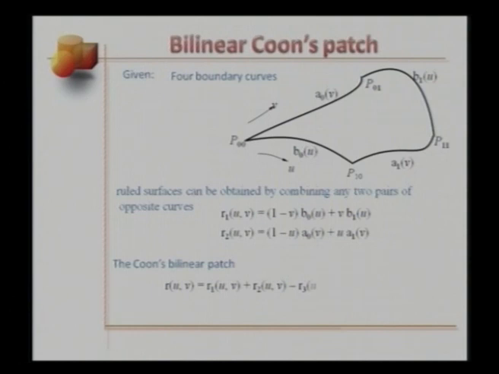But wait a minute. Why are we subtracting R3 of u v? We don't know anything about it. We'll probably have to make this adjustment to make sure that all the boundary conditions are met.